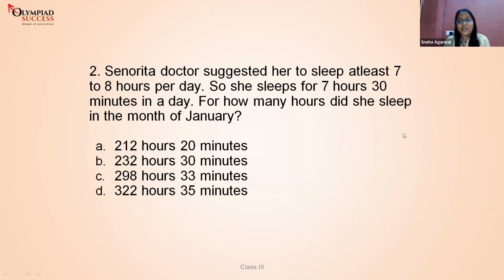So if you have to calculate for the whole month, first you have to know how many days are there in the month of January, right? Then only you will be able to calculate. So can you tell me how many days are there in the month of January? Yes, 30, everyone must be knowing. Come on. 31. Very good. So we have 31 days in the month of January. So if she is sleeping for 7 hours 30 minutes in one day, then for 31 days, how many hours is she sleeping? Come on, calculate and tell me.